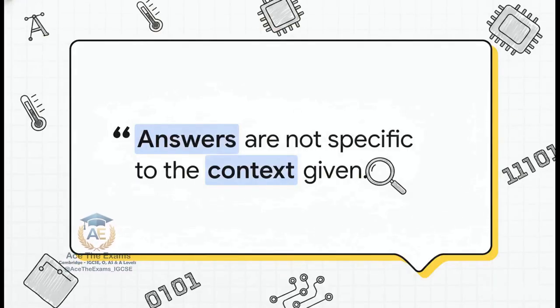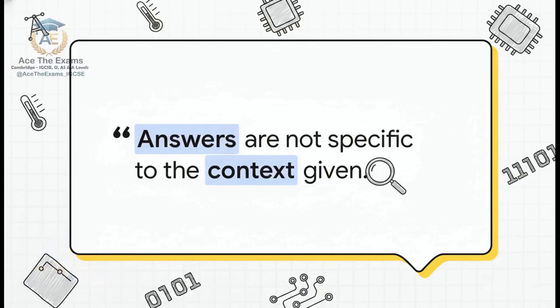Moving right along to challenge 2, find the flaw. I want you to really think about this quote straight from a principal examiner report. Answers are not specific to the context given in the question. Look at the sample paragraph we are analyzing. It has perfectly accurate textbook-level computer science theory. But guess what? It loses major marks. Why? Because it completely lacks specific context.